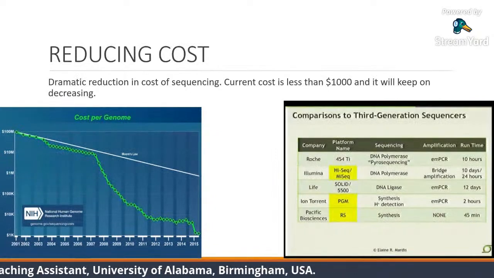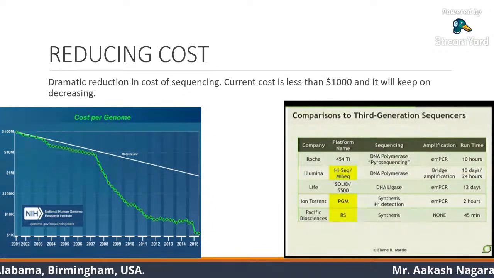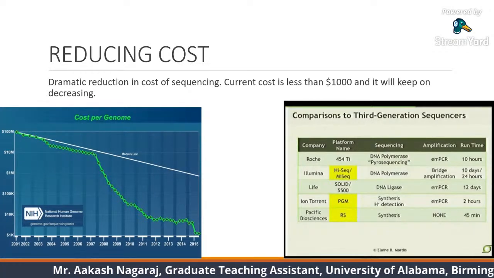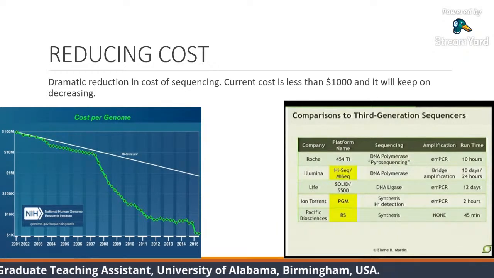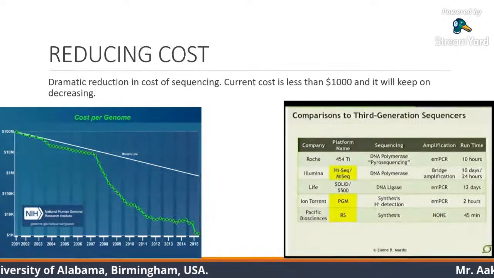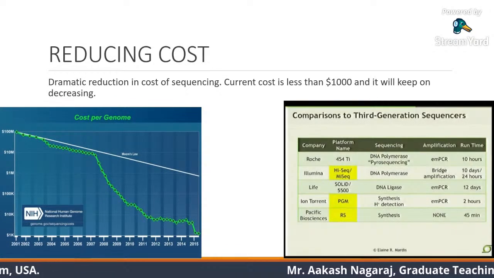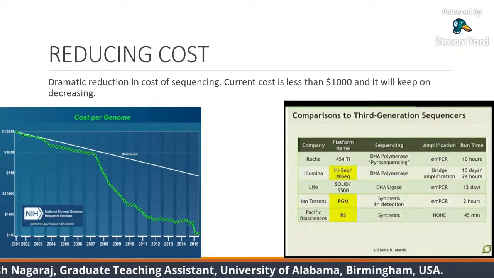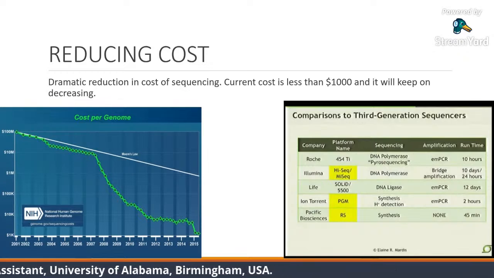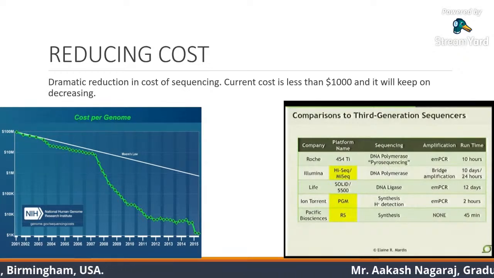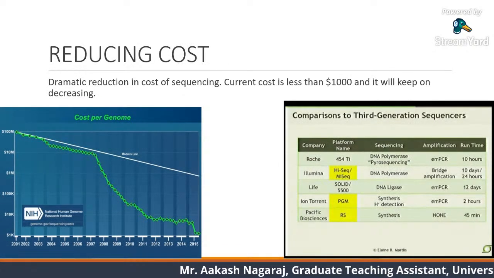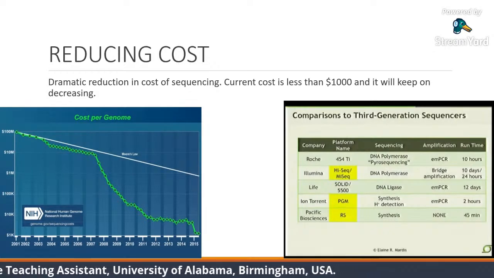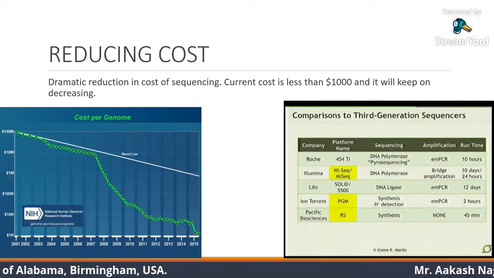The right hand side image shows a couple of famous sequencing machines manufactured by certain companies. Illumina is one of the commonly used, and one of the best. All these are next generation sequencing machines. You can also see the runtime here. Previously it used to be more than 24 hours and maybe even days, but with newer machines the time has been reduced to 2 hours and 45 minutes.